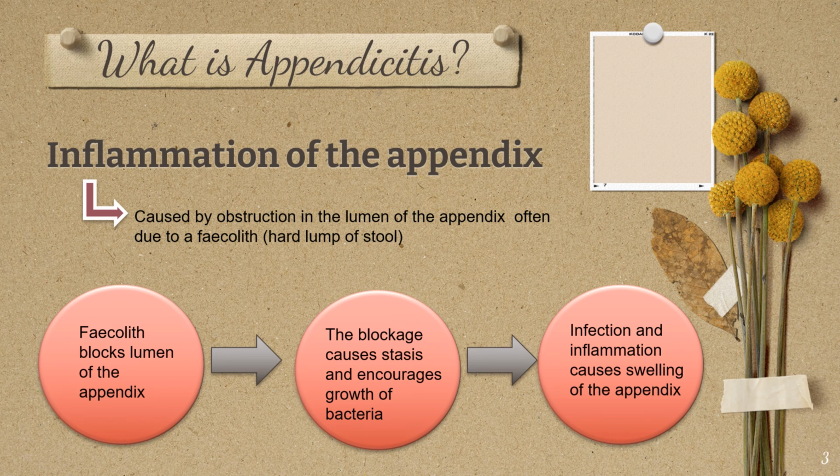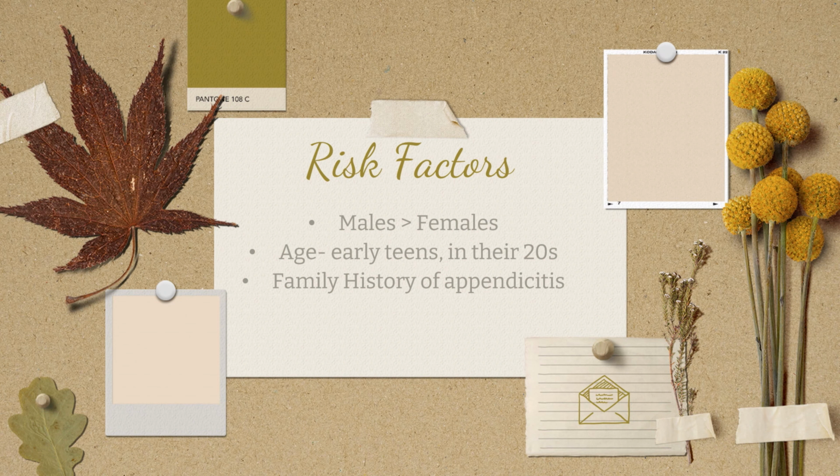Now, the common risk factors for appendicitis are that it mostly occurs in men, and there are two age peaks in which it is most common. The first is in the early teens and the second is in the 20s. And lastly, a family history of appendicitis also increases the risk.